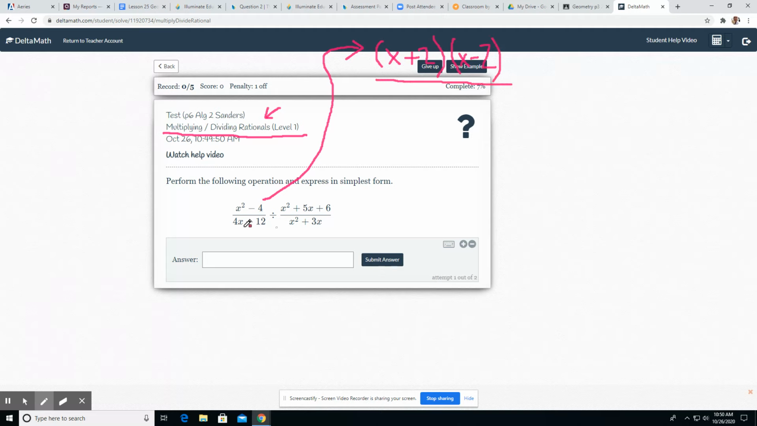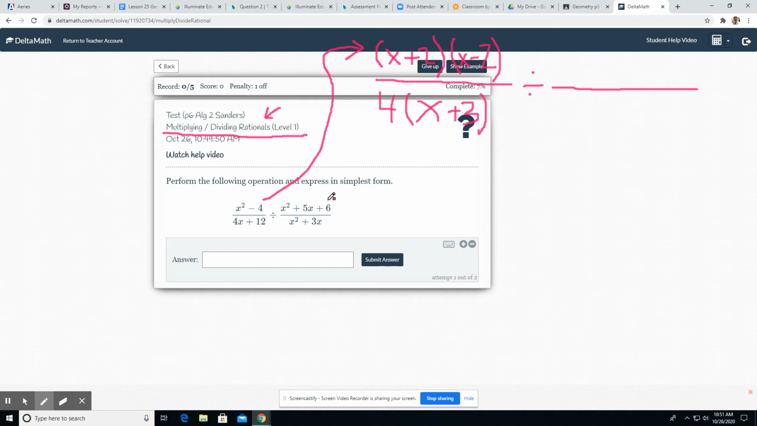On the bottom, greatest common factor, we have 4x plus 12. What do they both have in common? They have a 4 in common. And 4 times what is 4x? 4 times x. 4 times what is 12? 3. Okay.